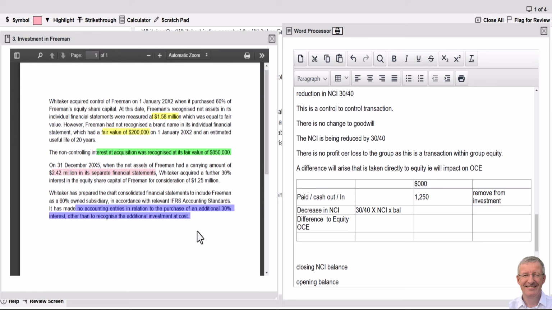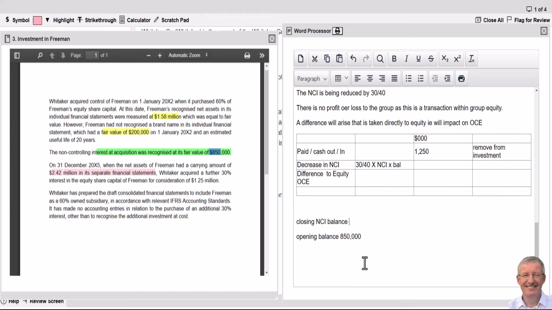I'm going to explain it to you. So we've got the opening NCI balance at 850,000. I've got to be a little bit careful with my consistency with numbers here. We've got the opening balance of 850. Now that opening balance will go up by the NCI share of the post-acquisition.